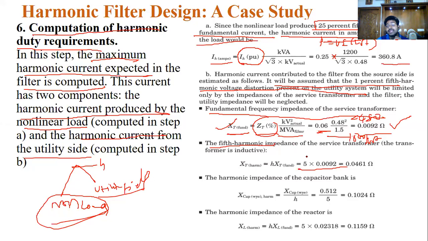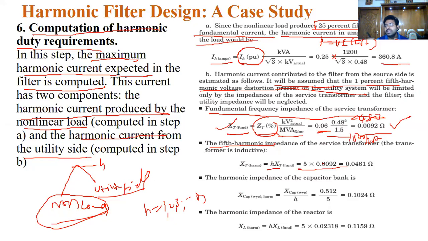But what is the transformer impedance under fifth order harmonic? You simply multiply by the harmonic order: 1, 2, 3, and so on up to n. If it is second order, you multiply by 2; if it is third order, you multiply by 3. You can also differentiate the triplen harmonics. Triplen harmonics are multiples of 3 that are odd numbers.